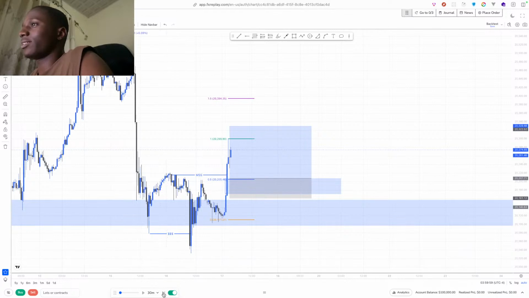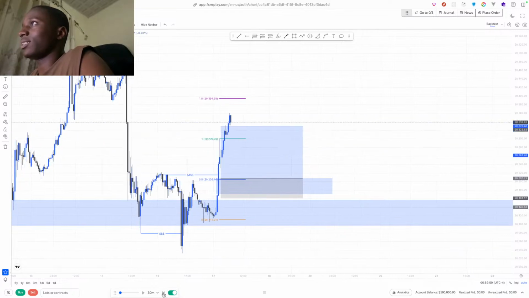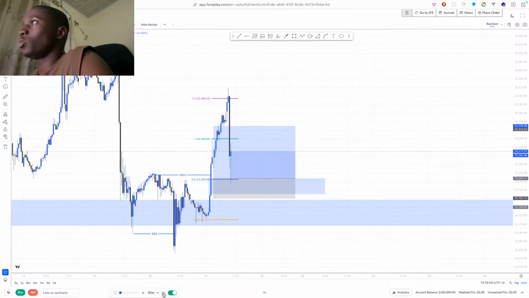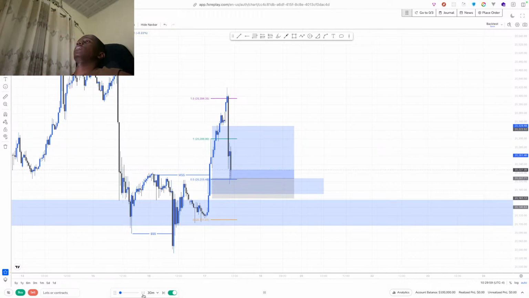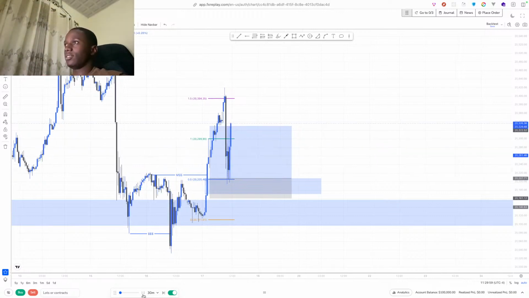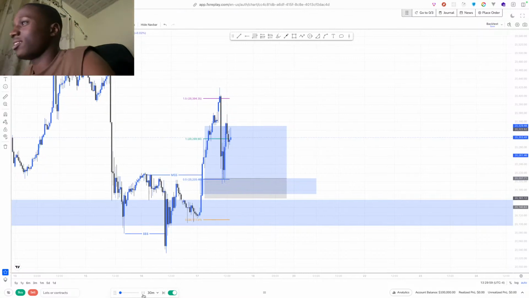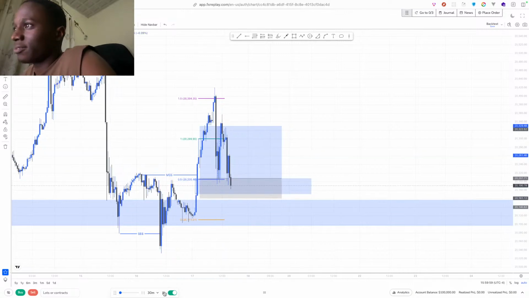See if it returns. Sometimes it doesn't. Okay, looks like it doesn't want to. Ooh, crazy rejection, man. Let's see. Let's play the price and see. Nice one. Nice trade. Even though I'm surprised by the way it moved, but it's a nice trade.